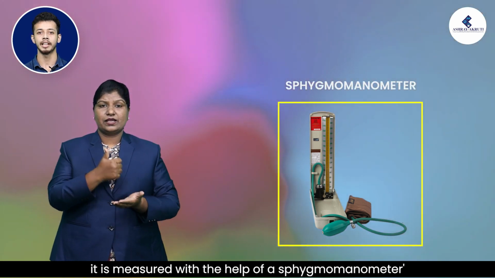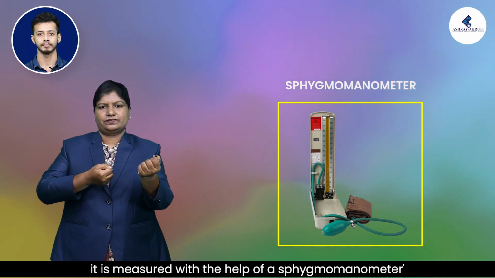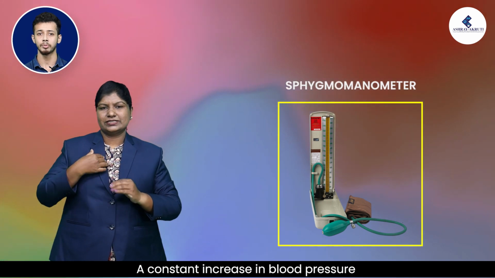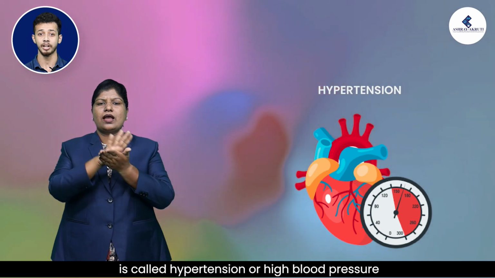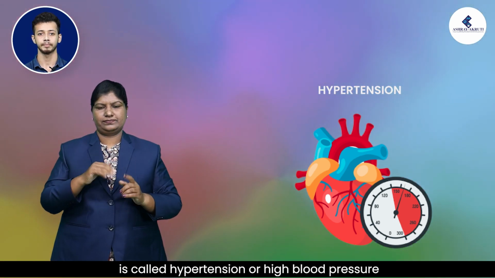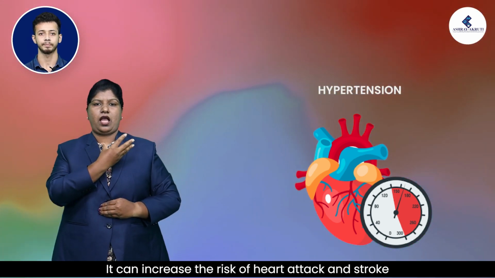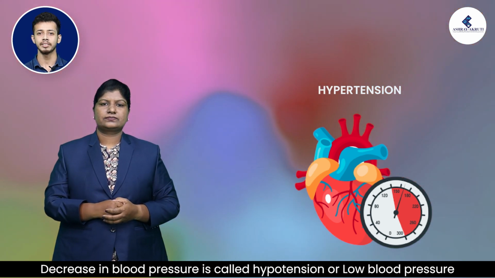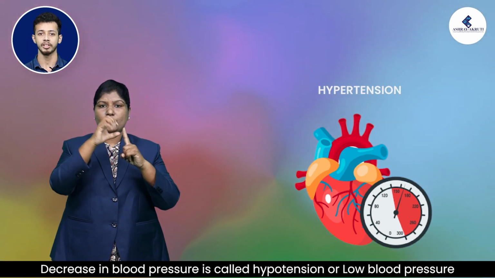It is measured with the help of a sphygmomanometer. A constant increase in blood pressure is called hypertension, or high blood pressure. It can increase the risk of heart attack and stroke. A decrease in blood pressure is called hypotension, or low blood pressure.